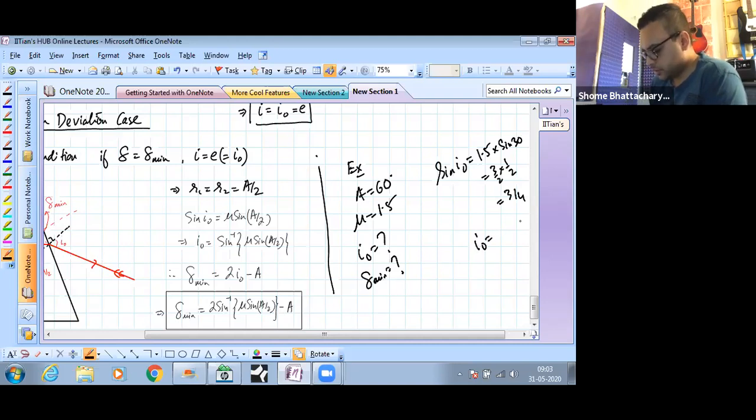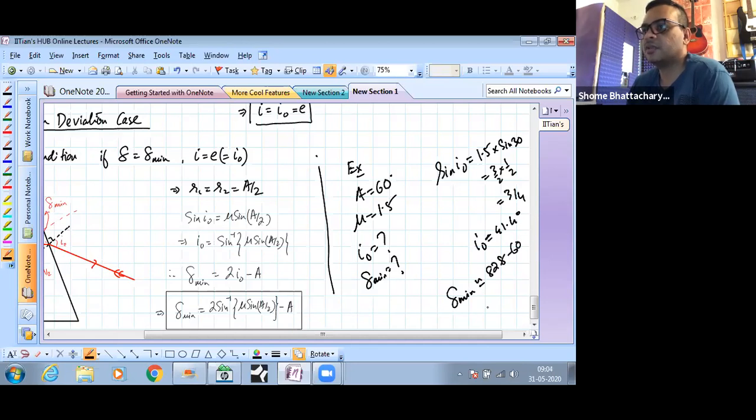So let's work that out in a calculator. So 0.75 sine inverse, about 41.4 degrees. Okay. So our minimum deviation will work out to be approximately 82.8 degrees minus 60. So it will work out to be approximately 22.8 degrees. And one angle of incidence is equal to the angle of emergence.